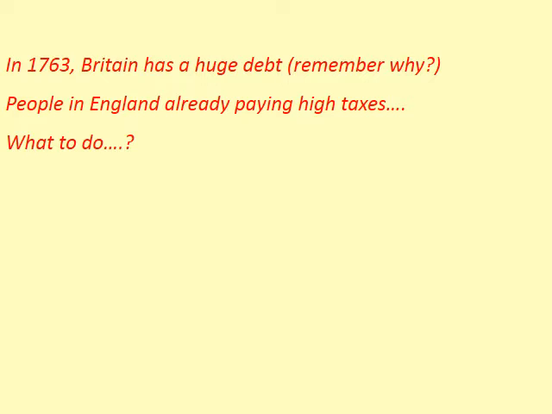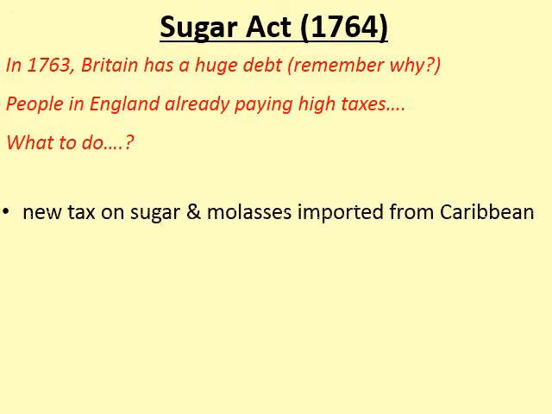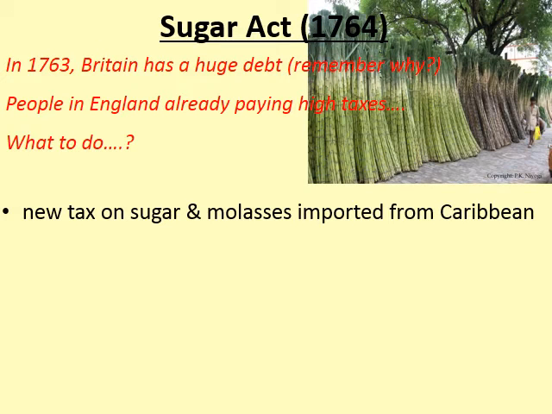Another thing that they do, here we have, remember the huge debt after that war? England's already paying high taxes, so what's Parliament going to do? They pass a new law, which is going to be a tax on sugar and molasses, things that get imported from the Caribbean. That's what sugar cane looks like. You can see how tall it is compared to that woman walking by.